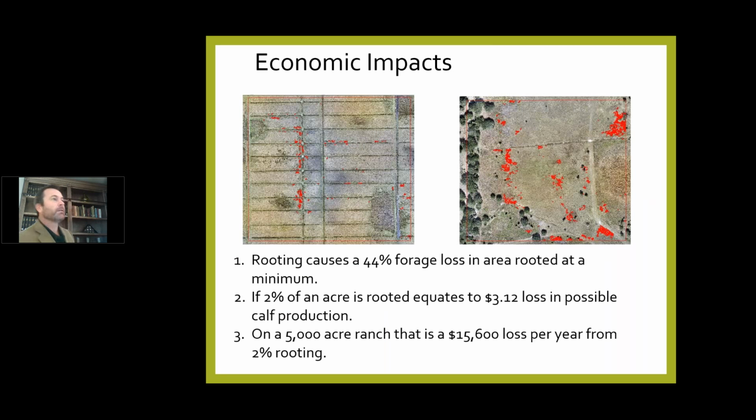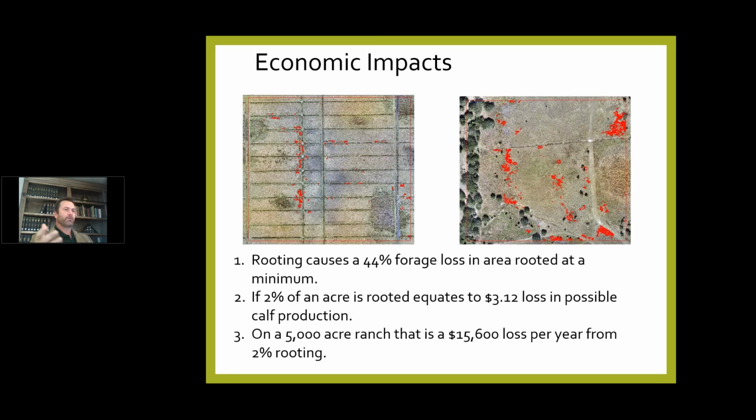So rooting causes, from other studies we've done in pasture, and you know this from other talks I've done here, 44% forage loss in improved pasture. Okay, so if it roots an area, it loses 44% of its capacity to produce forageable grass for that year. Okay, and what that means is, if 2% of an acre is rooted, these are old figures, but approximately a couple of dollars is lost towards calf production. Another way to look at this is if you're on a 5,000 acre property, you'd lose 100 acres of palatable grassland to rooting if it was 2%.